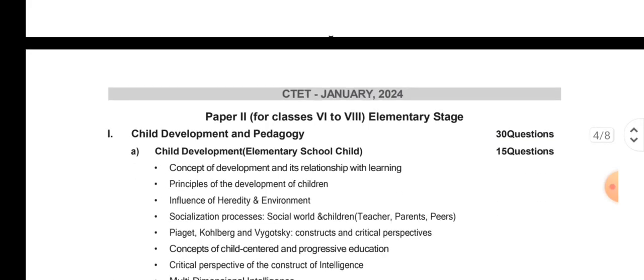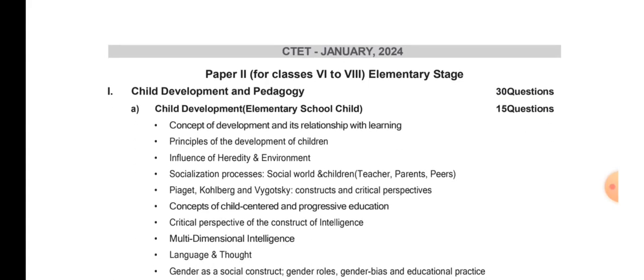8 pages are there. All right, so this is the one. So here we go. You must know that first of all there are going to be 30 questions for this one, CDP, child development and pedagogy. For your MTET exam also, it was 30 questions, right? 30 questions, 30 marks. So you will have 30 questions from CDP.